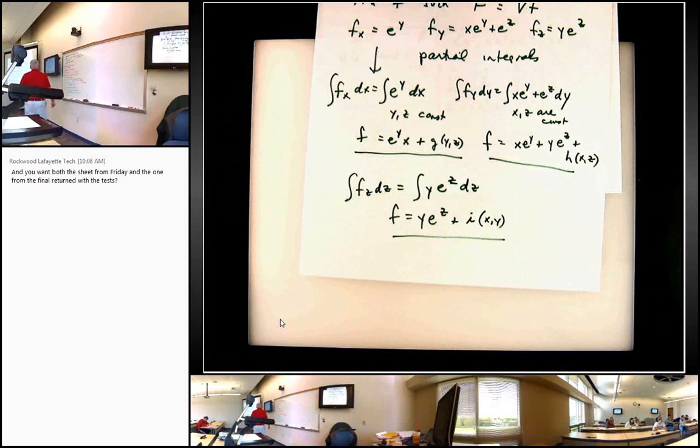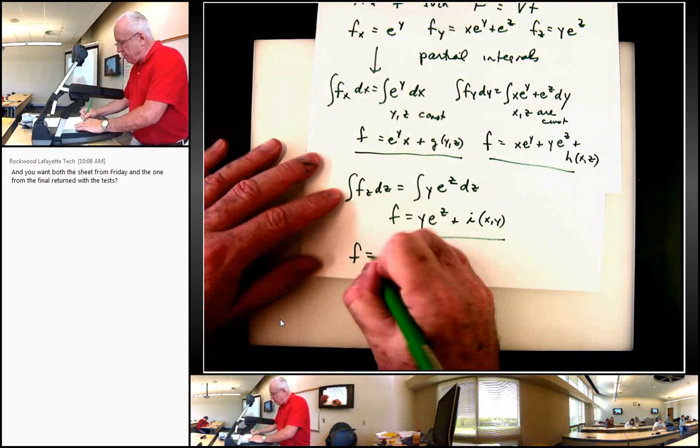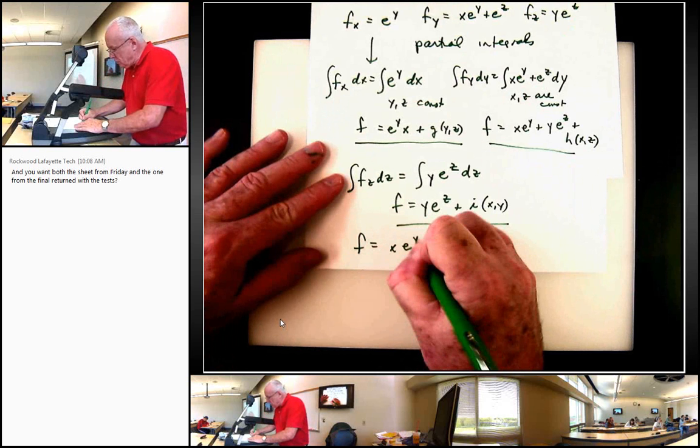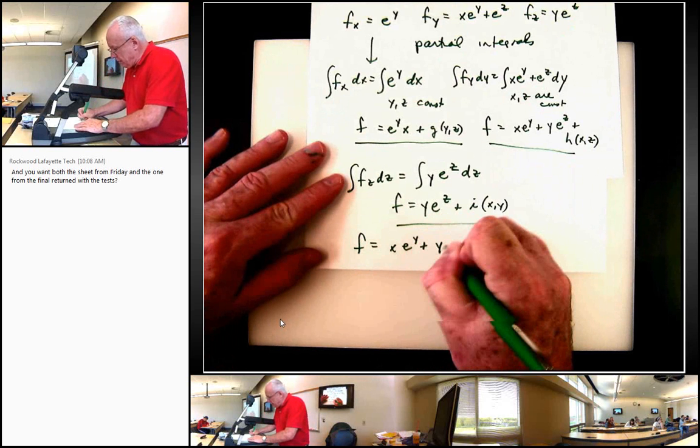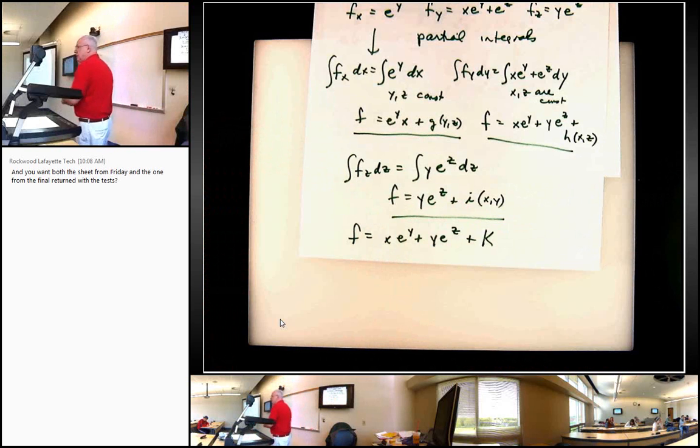So we see that we've got to have x times e to the y, that has to be there. Also, y e to the z has to be there. And then that's it, plus a constant. So just by matching it up, we have our little f is x e to the y plus y e to the z, plus some constant k, but we just let that equal 0.